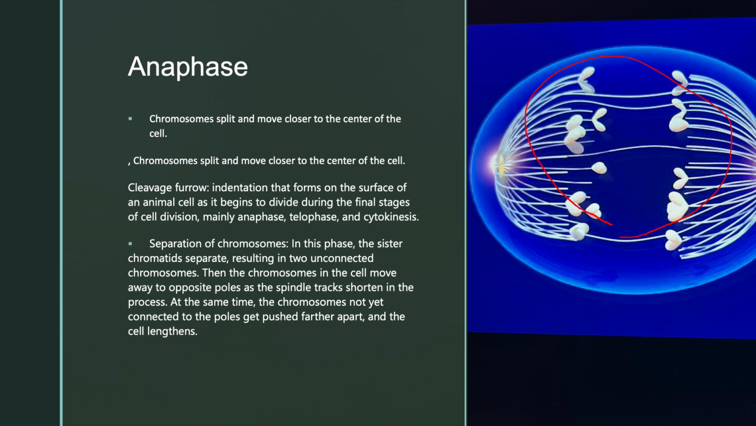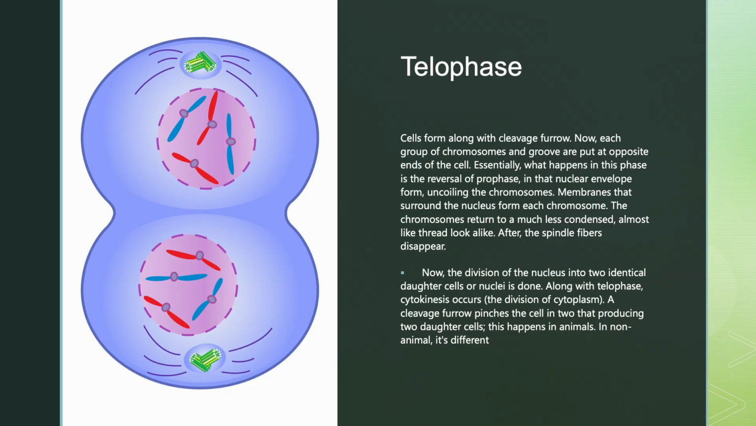One of the final stages of mitosis, the cell divides, producing two identical daughter cells. In telophase, the cells form along with the cleavage furrow. And you see, this is the cleavage furrow, the indentation you see.